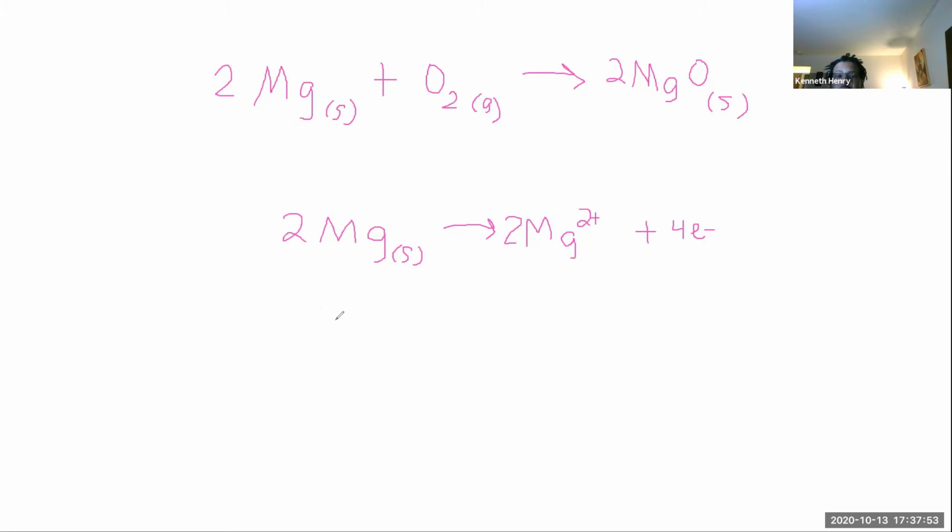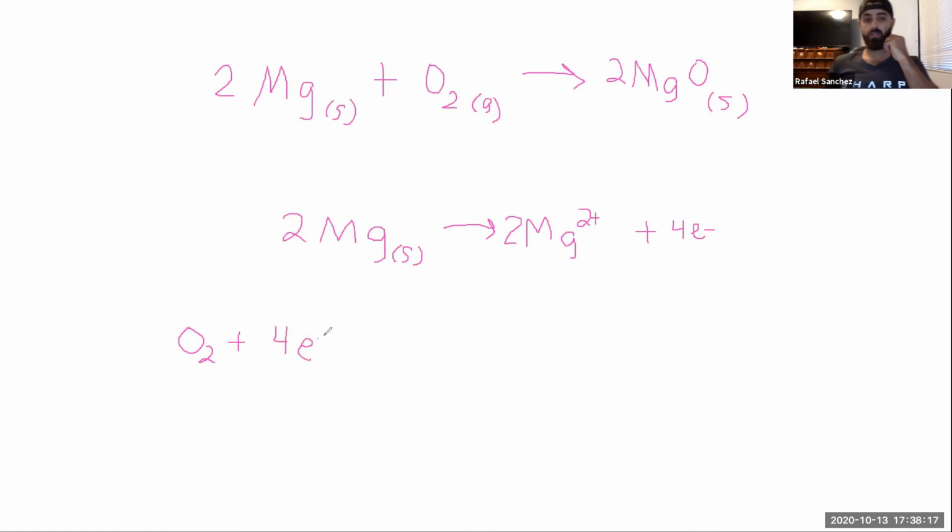Okay. Now what about the other half reaction? You'd add the 4 electrons to the other one or no? Okay. So it'd be O2 plus 4 e minus, yeah. Okay. And that's going to make 2O2.